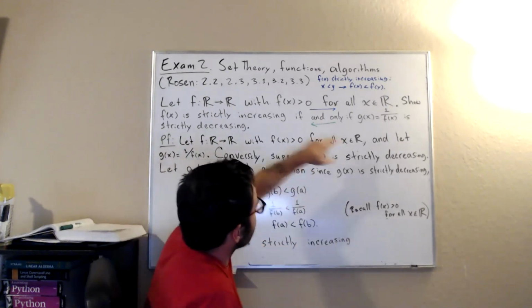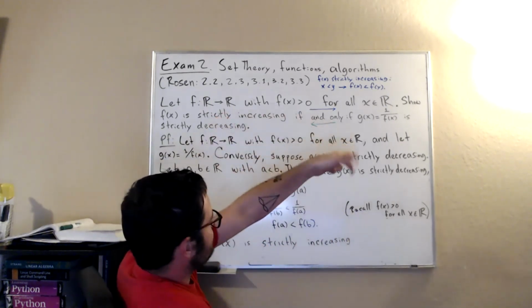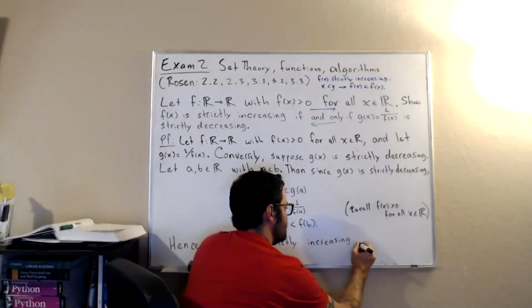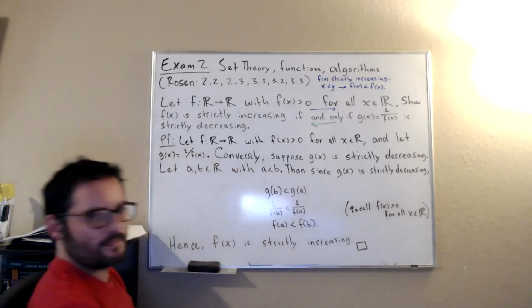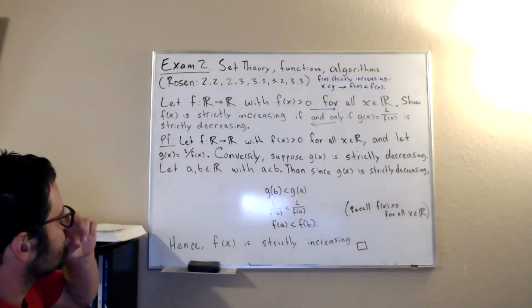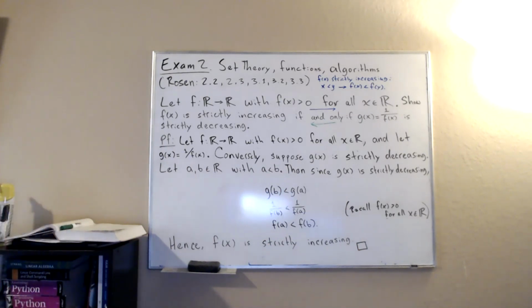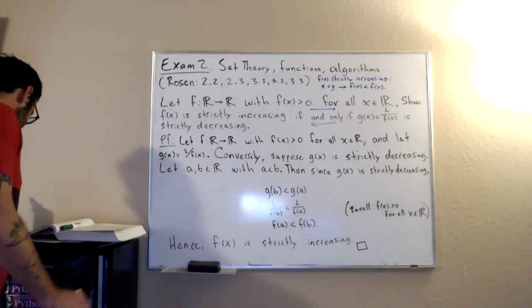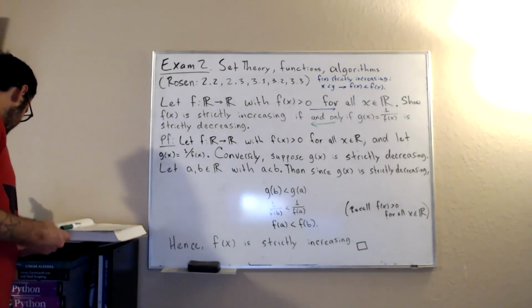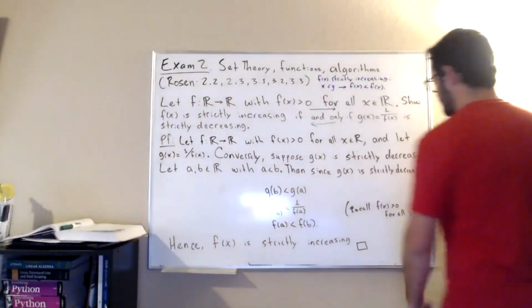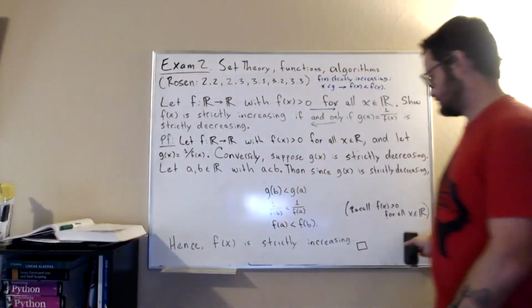So now we've proven this direction. We proved one direction, proved the converse, and we're done. Okay, so that's an example of a proof involving strictly increasing and strictly decreasing functions.